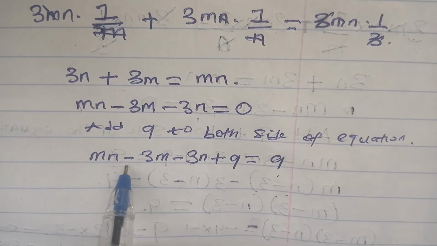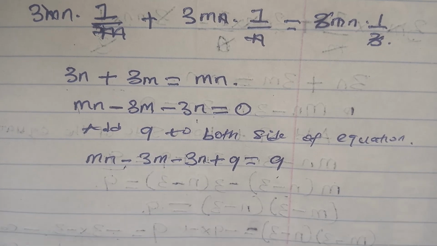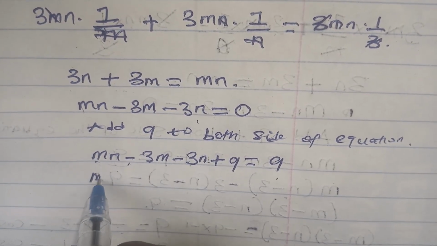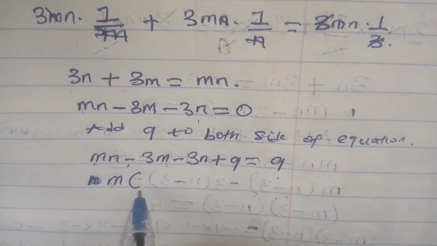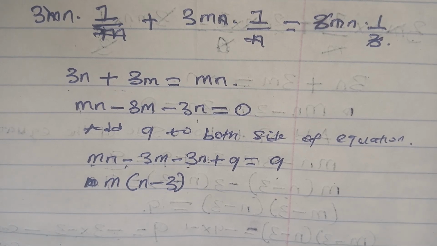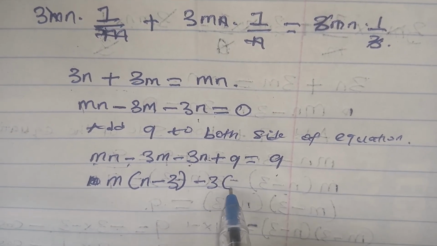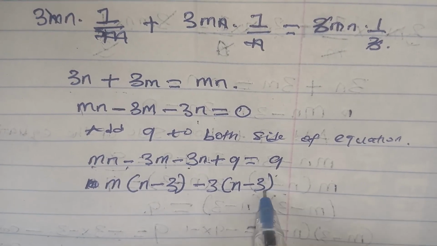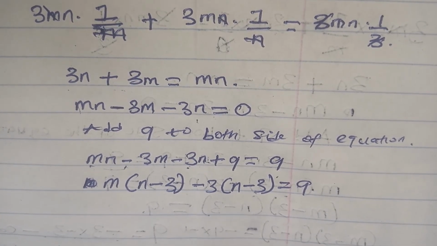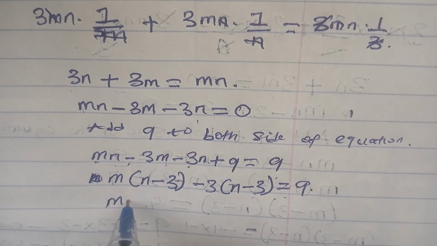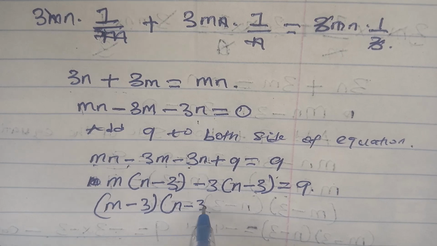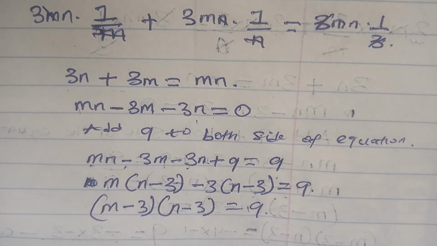So from here we can see a common factor. From here we can also see a common factor. So this is what we're going to have. If we bring out the common factor here, which is m, open bracket n minus 3. Okay, from here we are having a common factor of minus 3. So we say minus 3 open bracket n minus 3 equals 9. So if we factorize here, we have m minus 3, times n minus 3 equals 9.